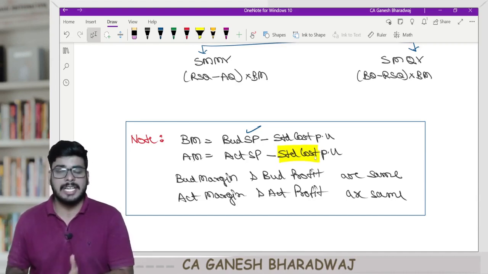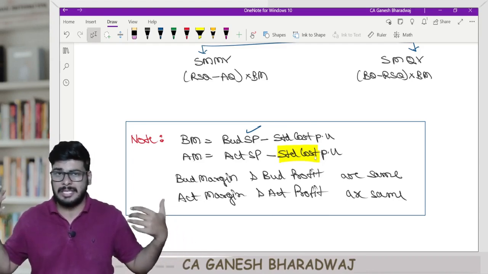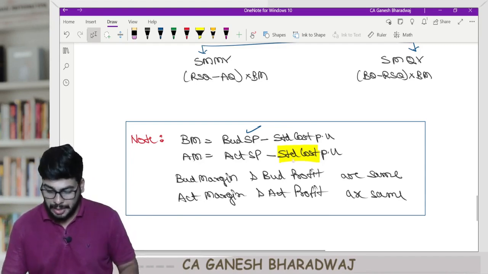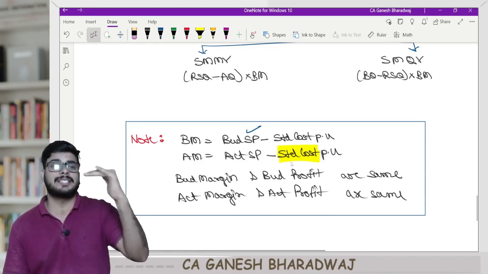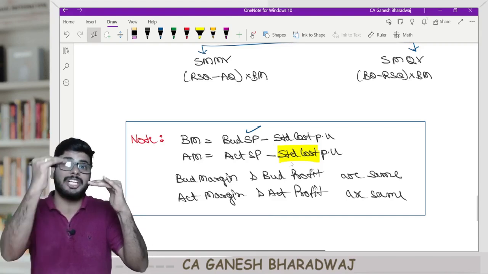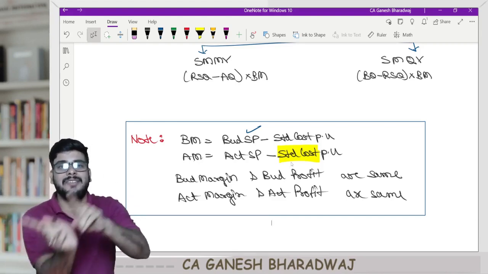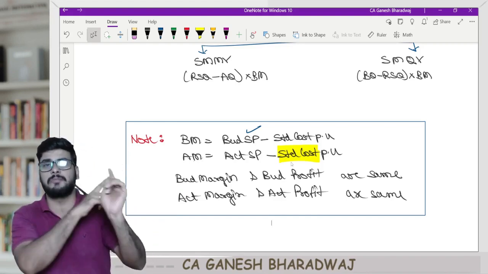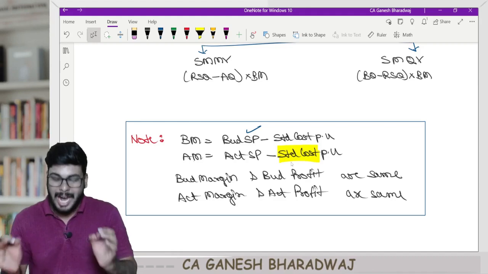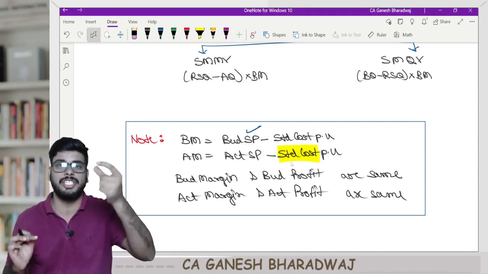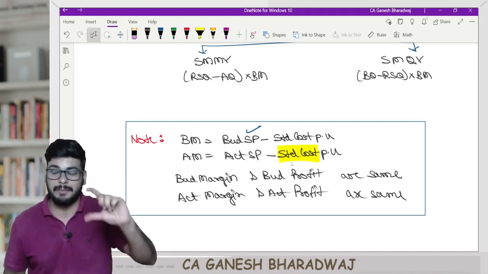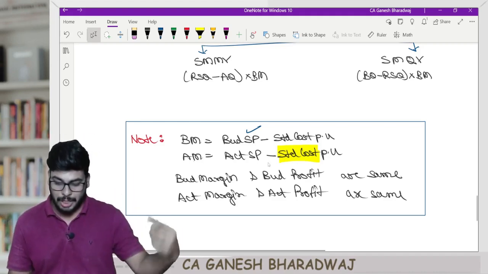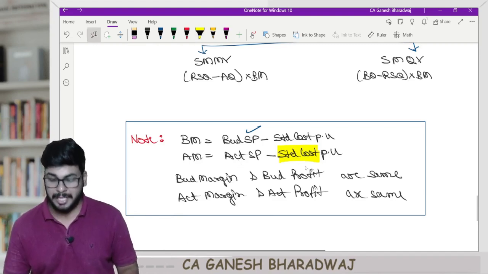Clear with this, guys? The reason for this, we have seen in depth in our regular batch, but anyway, let me give you a small glimpse of it. Here, I only take the standard cost per unit because the actual cost side variances are anyway getting captured under my cost side variances: material plus labor plus variable overhead plus fixed overhead. So here, I am just trying to capture the change in variance attributable to the sales side. That is the reason why the actual margin calculation is actual selling price minus standard cost per unit.